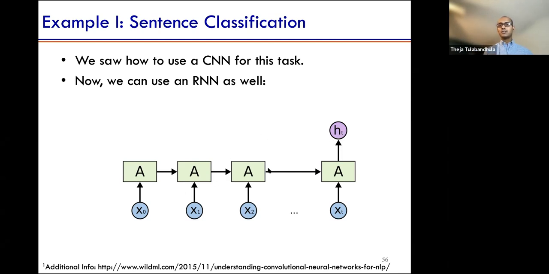So that's how you would use an RNN for a typical sequence input and a fixed-length output, like a classification setting. Or it could be regression, but all I'm saying is the output is fixed. We are not producing a sequence output at the output side.